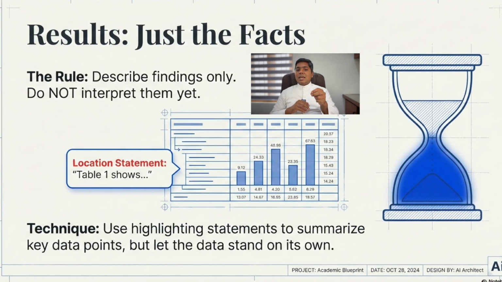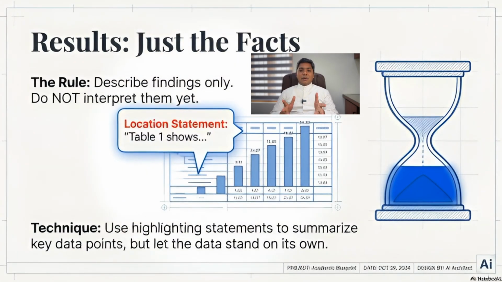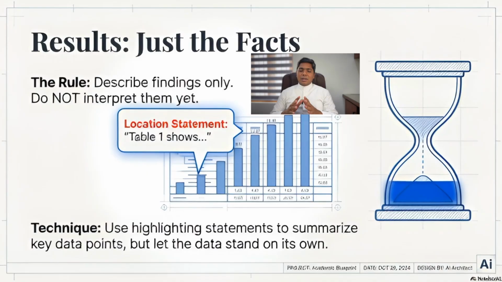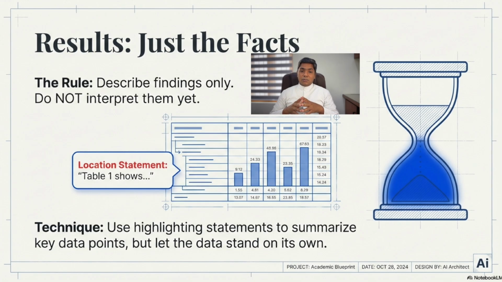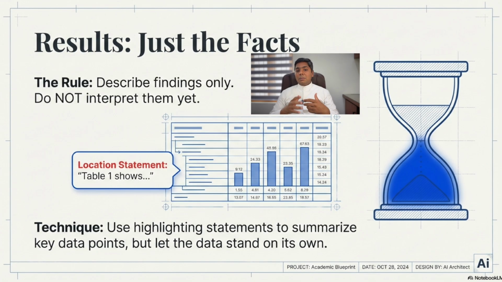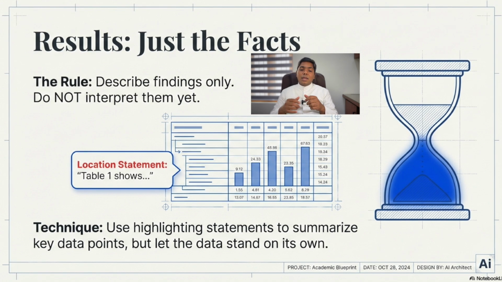So, your results chapter will likely include tables, figures, and graphs. Each of these needs clear labeling and should be referenced in the text itself. And use location statements also. For example, Table 3 shows the distribution of responses by age group, like that.